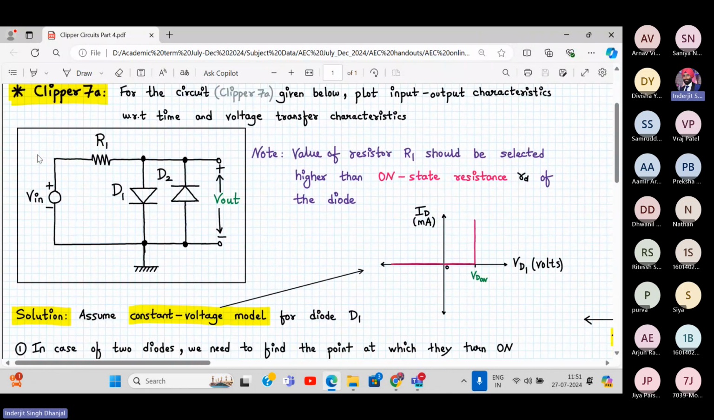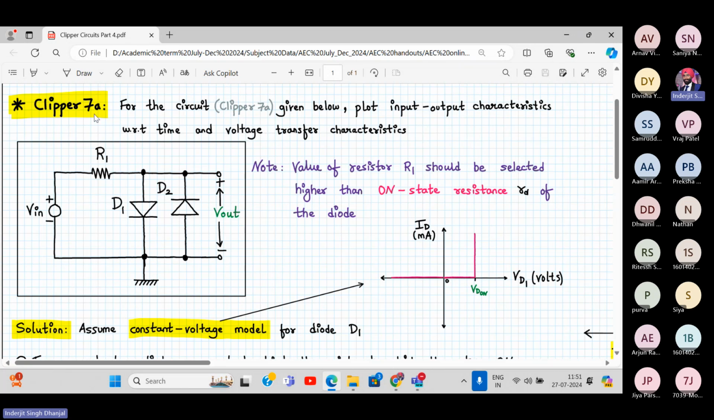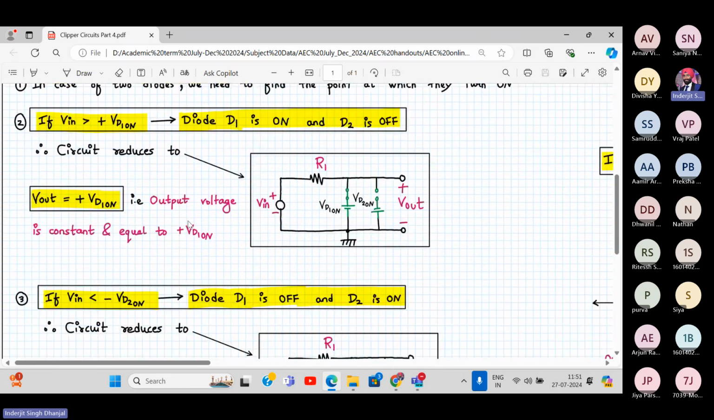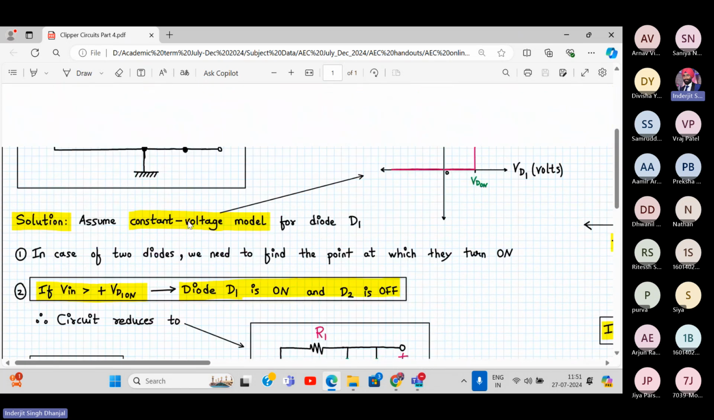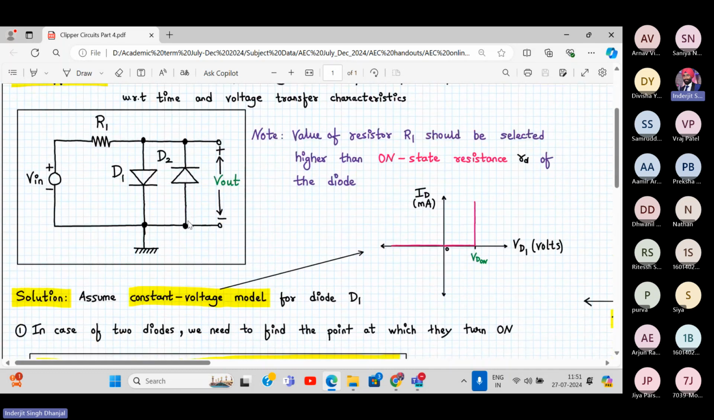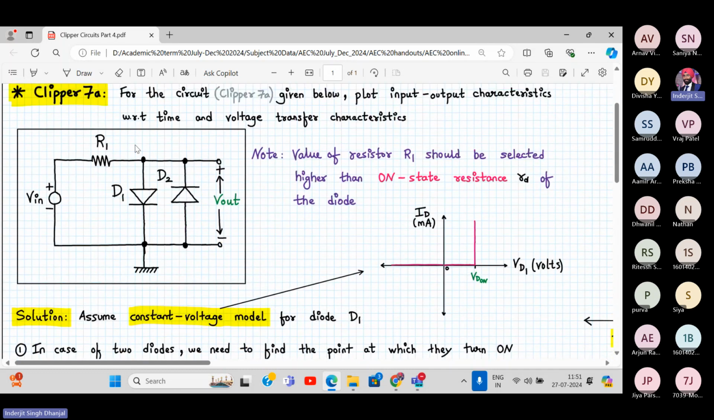Let's move on to this now. Whenever we have two diodes in a clipper, it's basically a two-level clipper or a combinational clipper. So here there will be two conditions. Now, let's say the voltage across D1 is VD1 on and this will be VD2 on.